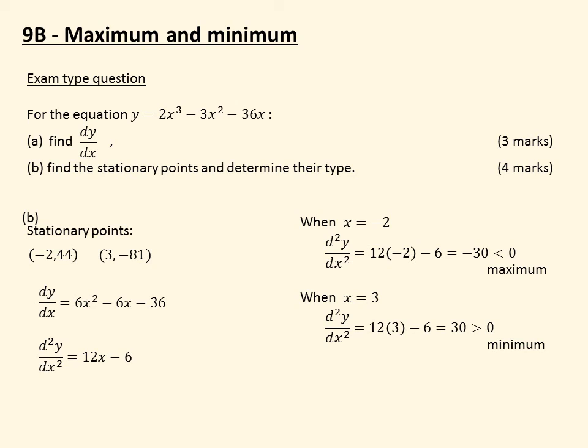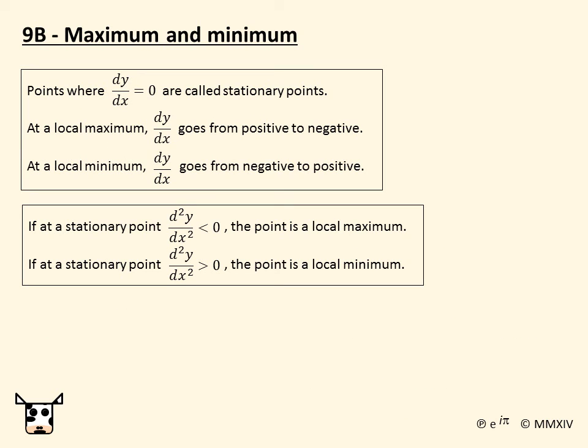So finally, we have (-2, 44) as a maximum, (3, -81) as a minimum. We'll leave you with the key points from this section.